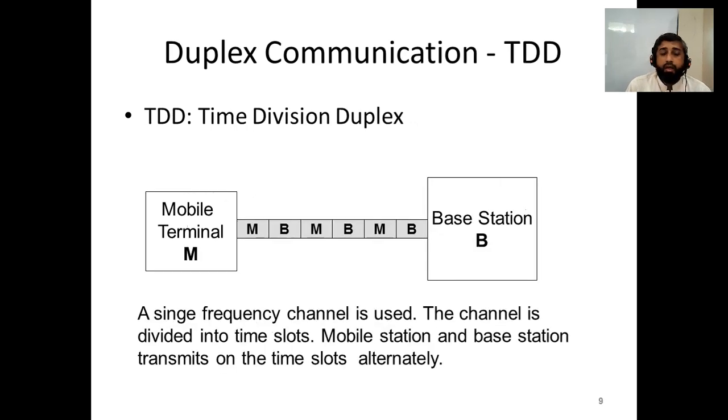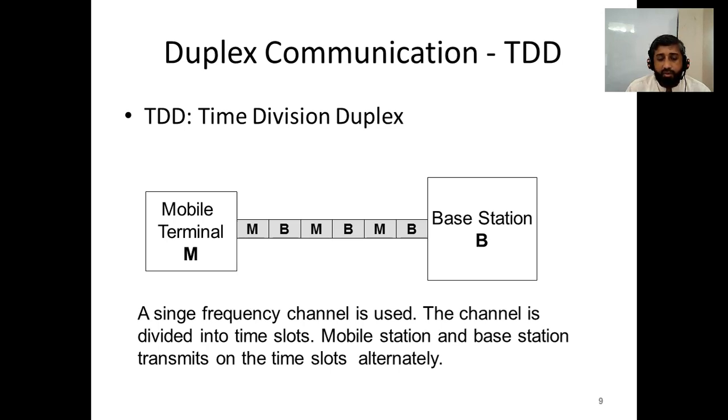communication. In the case of time division duplexing, we actually have only one single frequency channel. We do not need two different frequency channels, but we divide the channel into different time slots. So each terminal transmitting station, like the mobile and base station in our case, the terminals are the mobile terminal and the base station.